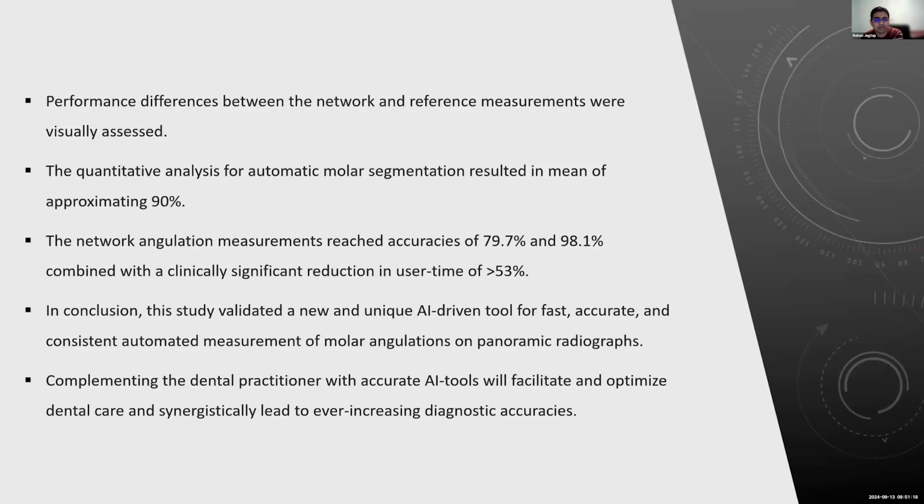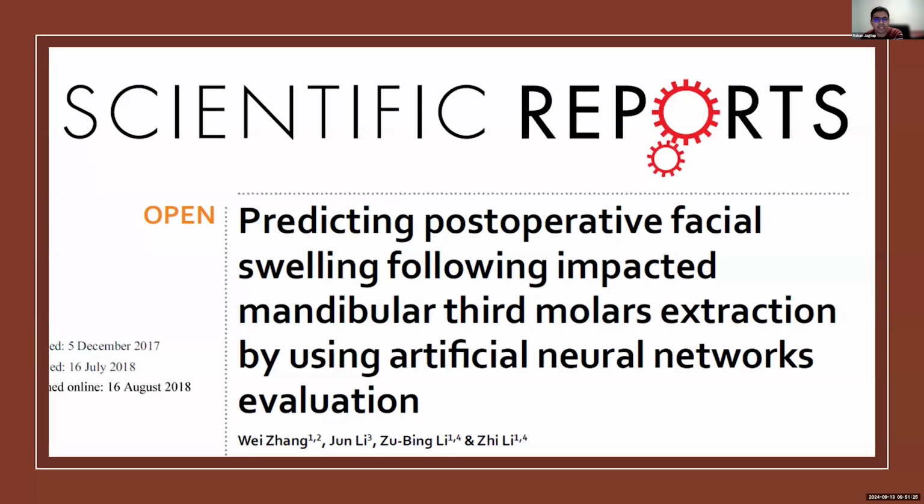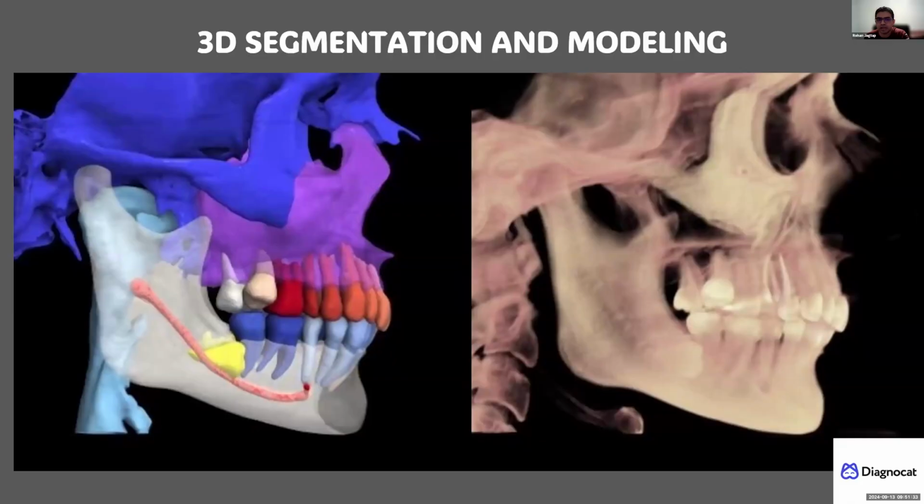The accuracy was really good for them, ranging from around 79.7% to 98.1%. AI would be able to predict whether post-operative facial swelling will happen or not after the third molar extraction. This is a 3D segmentation model of a patient on cone beam CT. As you can see, on the right side is the CBCT software, and the left side is the AI outcome. Very good.